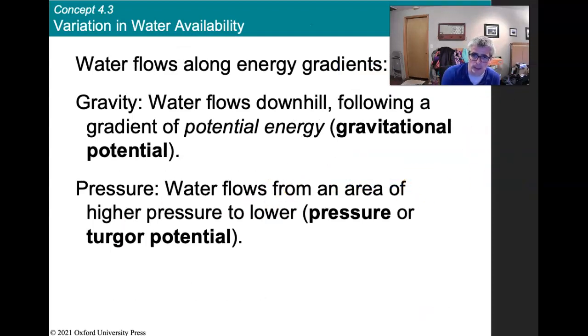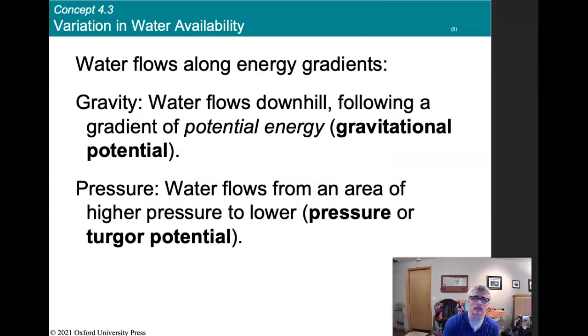Now, water flows down along energy gradients. My father's a plumber, and every plumber I've met generally knows the 3 rules of plumbing. Payday's on Friday, don't bite your fingernails, and blank rolls downhill.